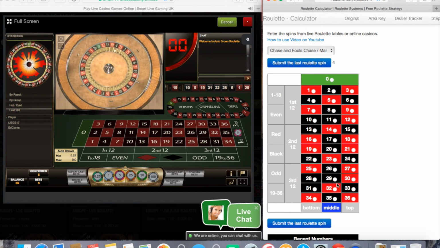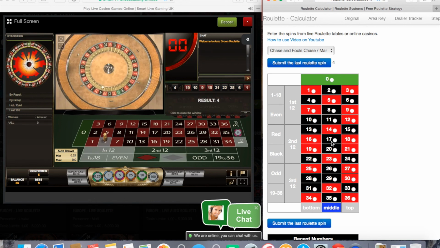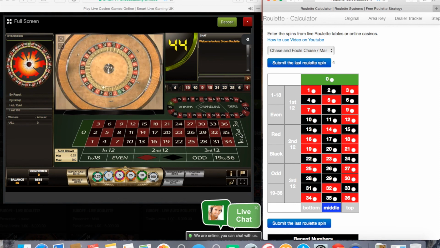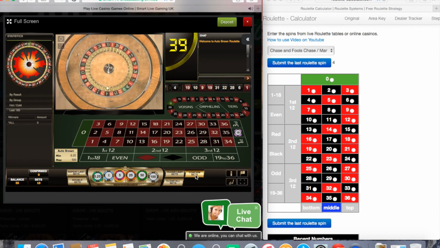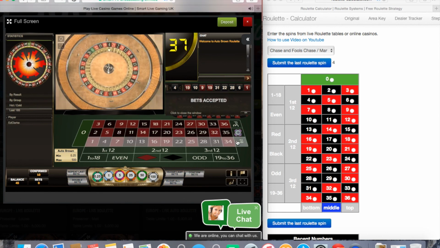And you can see number 4 has come in, so that means the middle line is still untouched. And we will be increasing the bet from £5 to £10. Just submit that.